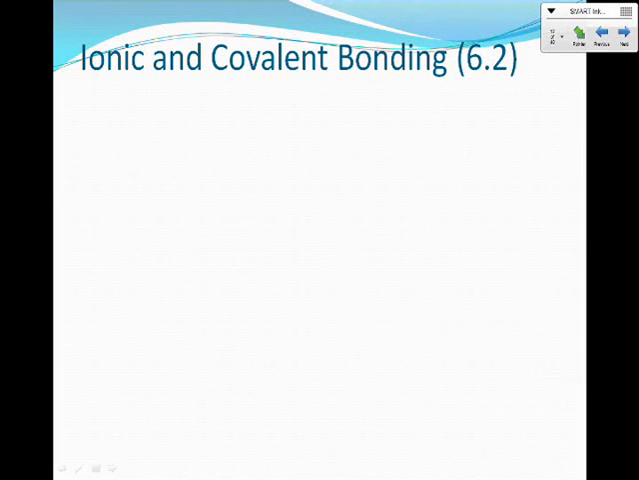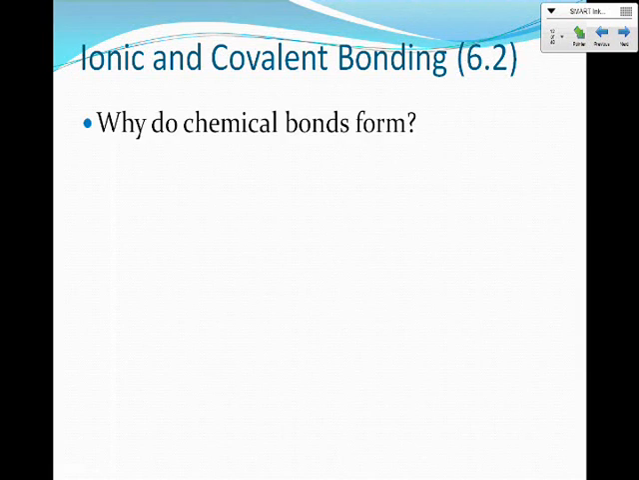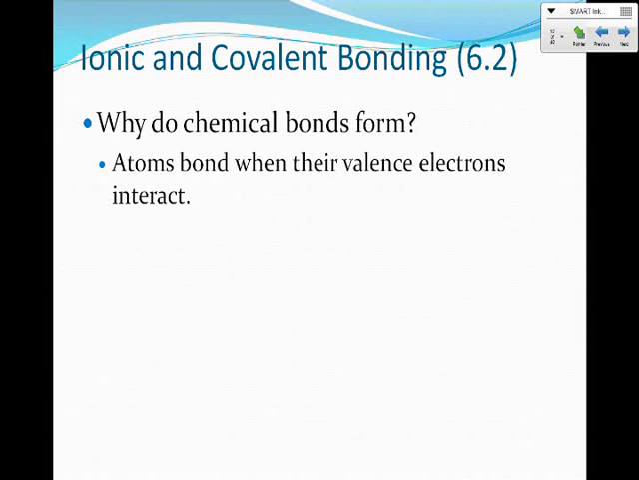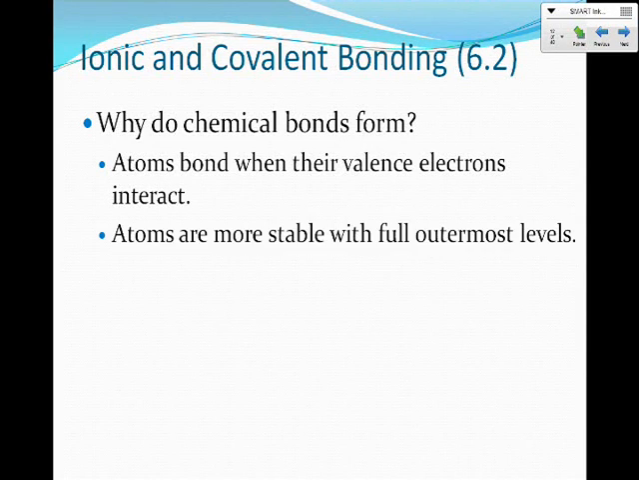Ahead and talk about the two types of chemical bonding, and that's ionic and covalent bonding. And first, we're going to answer the question of why do chemical bonds form? Atoms bond together when their valence electrons interact. So atoms are more stable if they have an outermost energy level that's full. So they want to have an outermost energy level that's full.